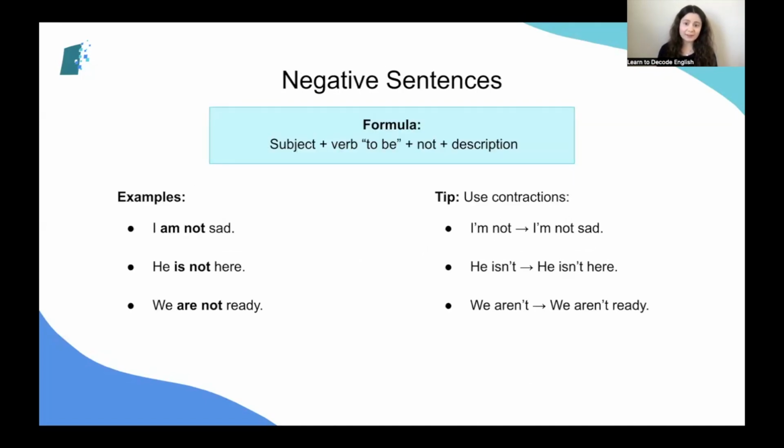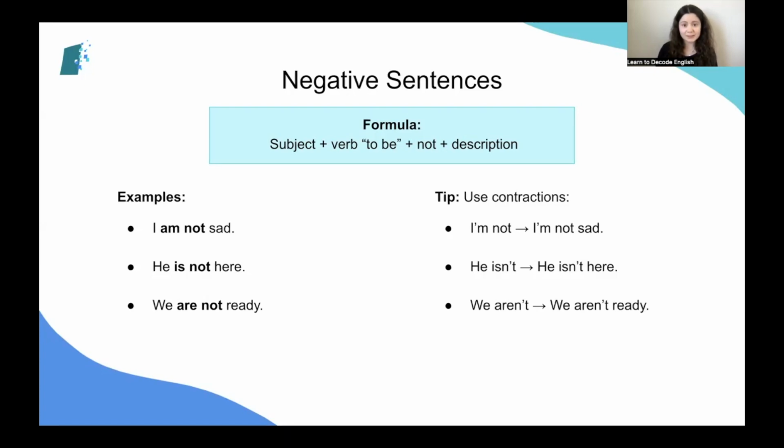Next, let's talk about negative sentences. Negative sentences are when you say something is not true. For example, I am not sad. We use the word not to negate or cancel out whatever comes after it.